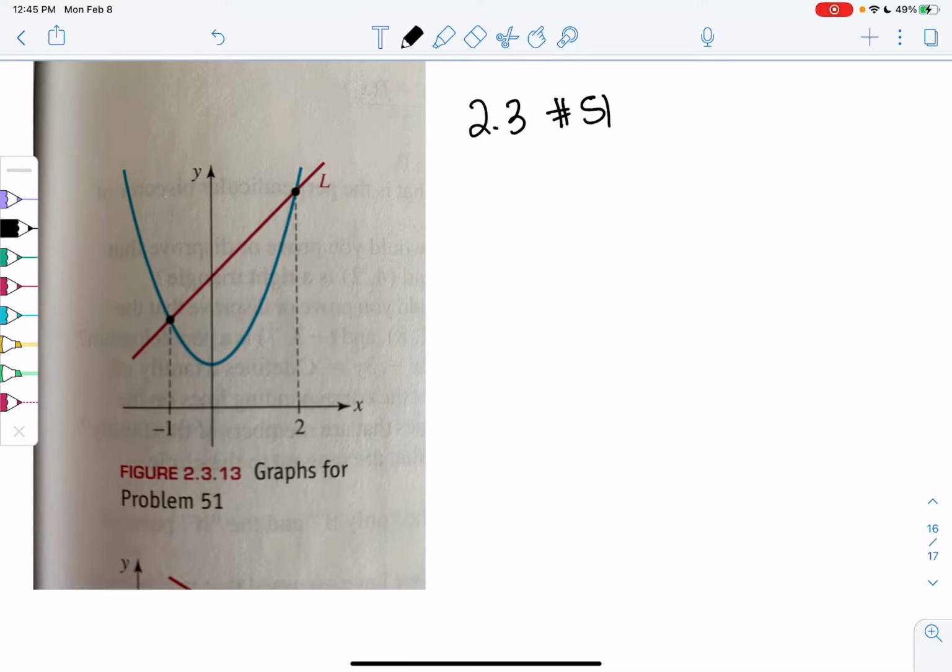So we had a question on section 2.3, number 51, and we wanted to find the equation of the red line in this figure that goes through the curve y equals x squared plus 1. So we're going to find the equation of the red line. I'm highlighting it now. And it goes through the curve y equals x squared plus 1. And that'll be important, because if we want to find the equation of a line, we need 2 points.